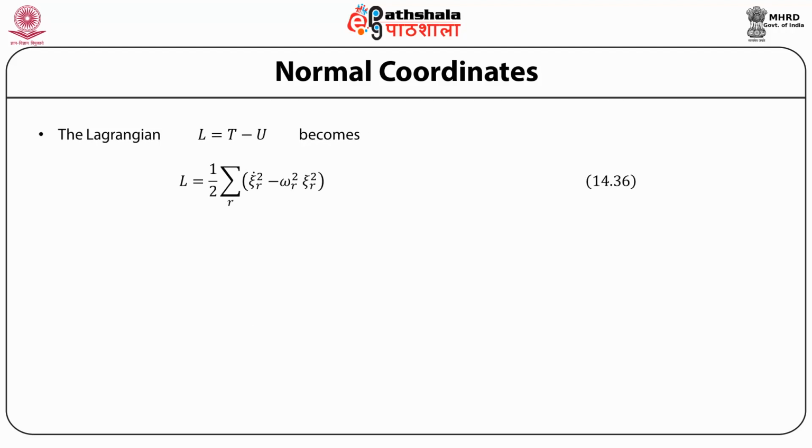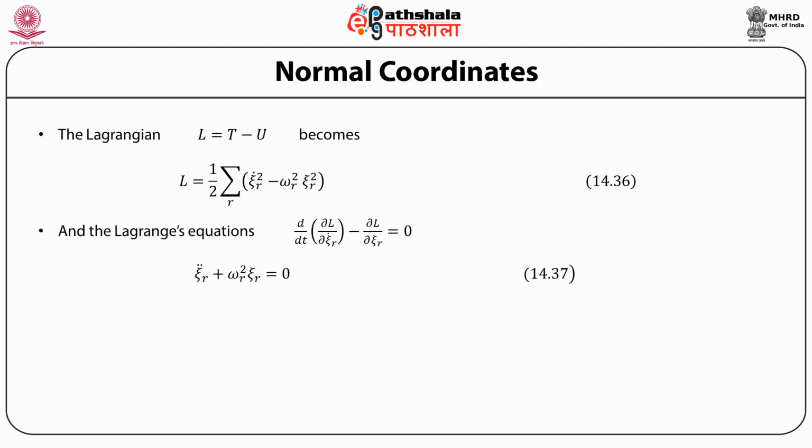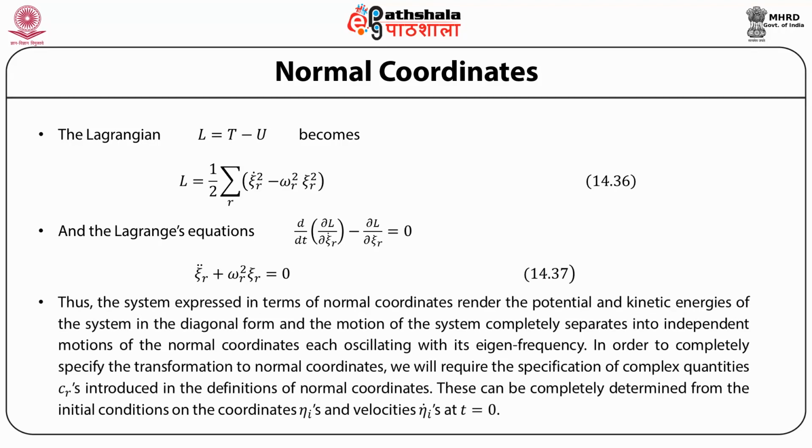And the Lagrangian L is now simply equal to T minus U, which is half sum over r of xi_r dot squared minus omega_r squared xi_r squared, the sum of n independent terms like this. And the equation for a given xi_r is then simply xi_r double dot plus omega_r squared xi_r is equal to 0. So notice that the system expressed in terms of normal coordinates renders the potential and kinetic energy of the system in diagonal form, and the motion of the system completely separates into independent motions on normal coordinates. Each normal coordinate oscillates with its eigenfrequency.